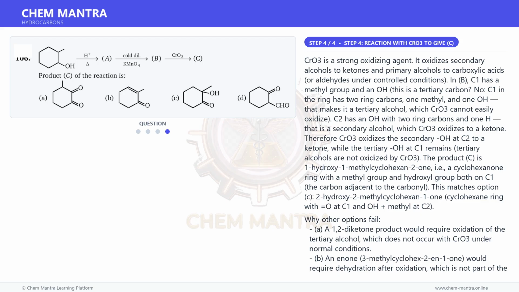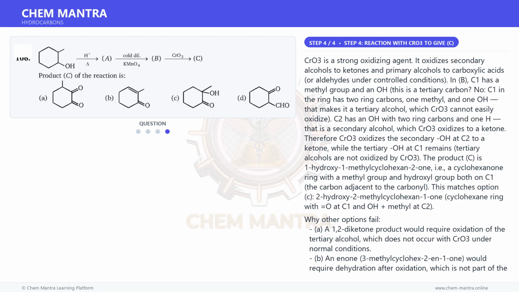And for the final step, CrO3 is a strong oxidizing agent. It oxidizes secondary alcohols to ketones and primary alcohols to carboxylic acids or aldehydes under controlled conditions. In B, C1 has a methyl group and an OH. This is a tertiary carbon? No, C1 in the ring has two ring carbons, one methyl, and one OH, which makes it a tertiary alcohol, which CrO3 cannot easily oxidize.